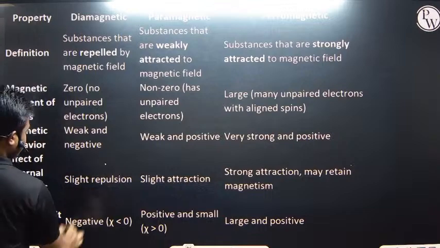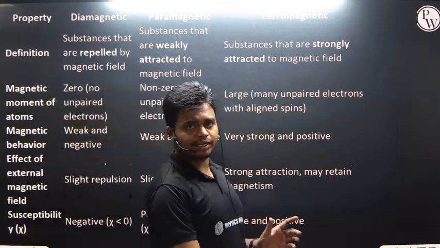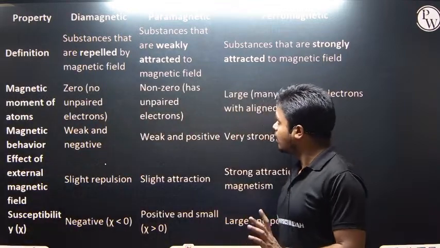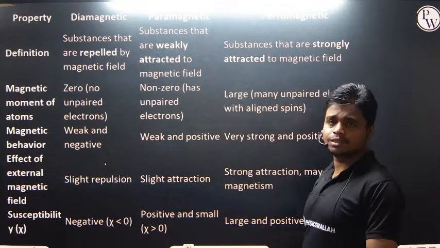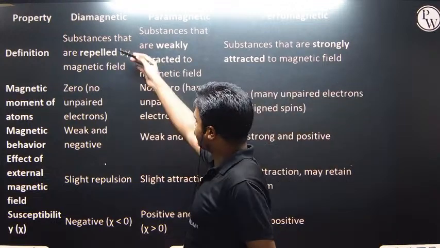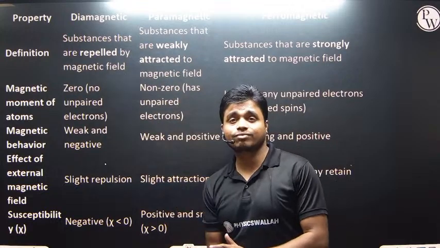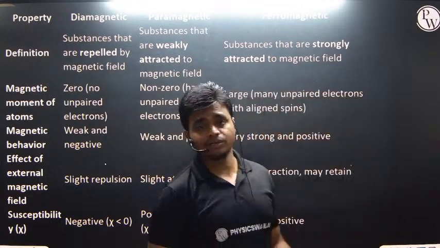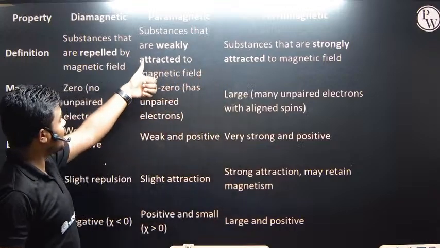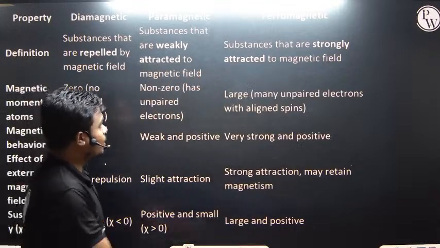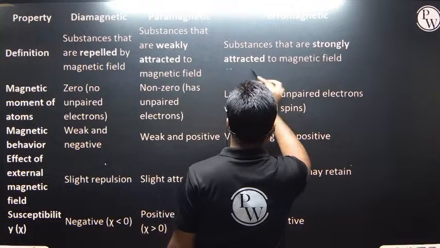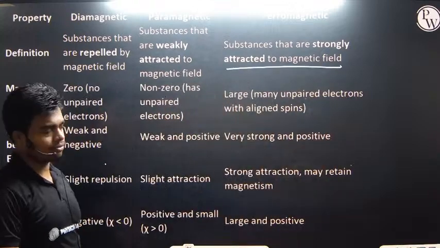Next, we have some properties of diamagnetic, paramagnetic, and ferromagnetic substances. I suggest you go through this. What are the different terms we have? Diamagnetic substances are feebly repelled by the magnetic field. Paramagnetic substances are weakly attracted by the magnetic field. And ferromagnetic substances are strongly attracted to the magnetic field.